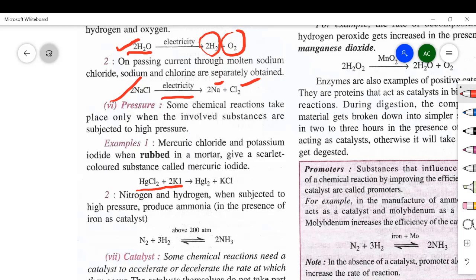Actually, scarlet is a very brilliant red color, a little orangish red, which has a little bit of orange in it. The red color which has a little bit of orange in it is known as scarlet. So this colored substance, that is mercuric iodide, you will see this will only happen when you put pressure on both the compounds.